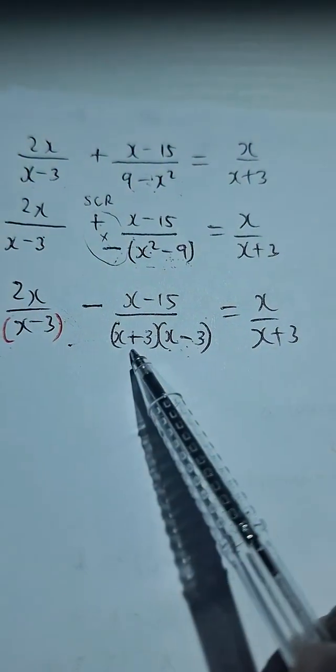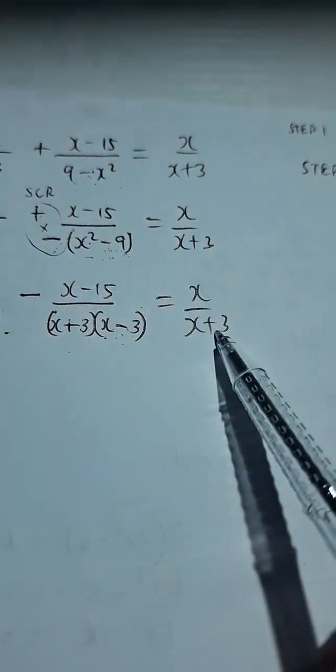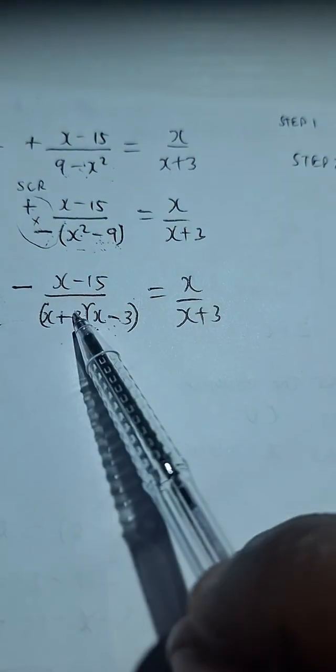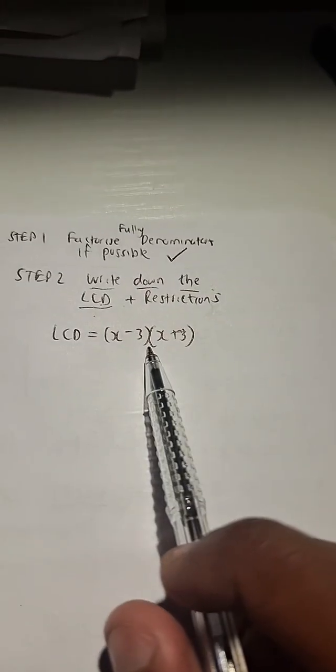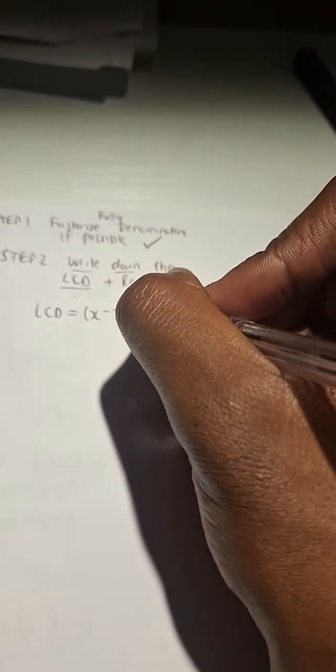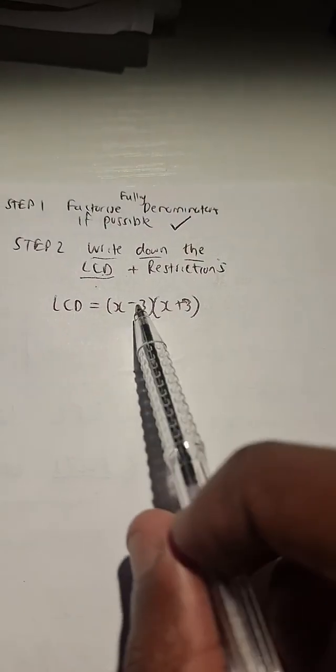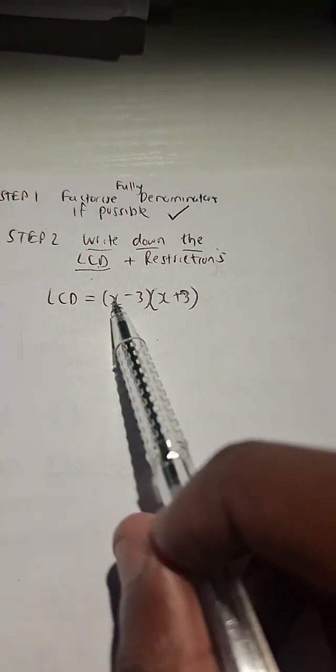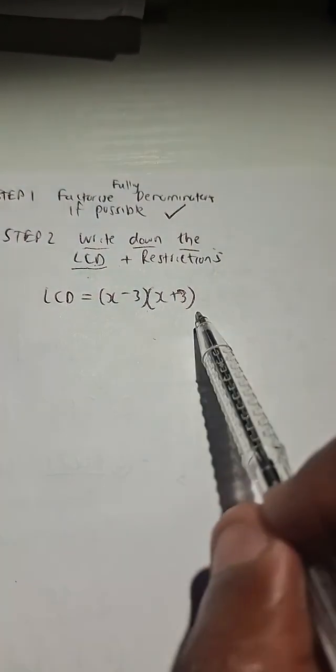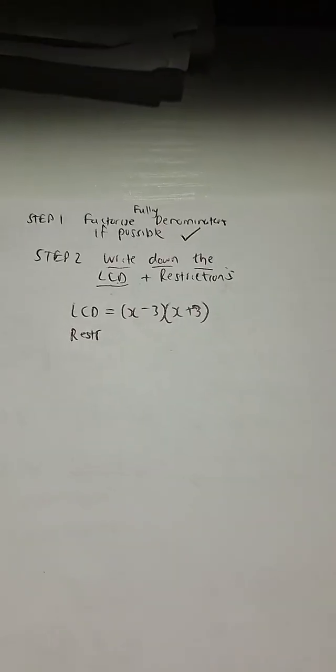Then we have x plus 3 here and x plus 3. X plus 3 is common for two separate fractions. So that means we are going to include x plus 3 as a product to x minus 3 as also one of our LCDs. So these are our LCDs, x minus 3 and x plus 2 as a product. Then I said we write down the restrictions.